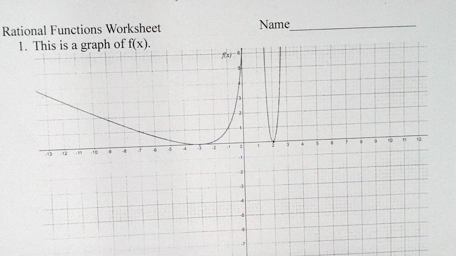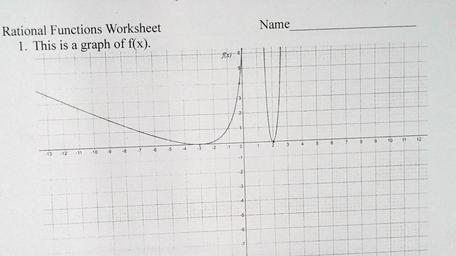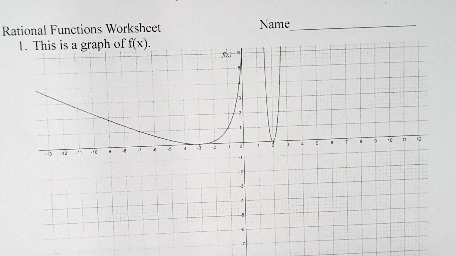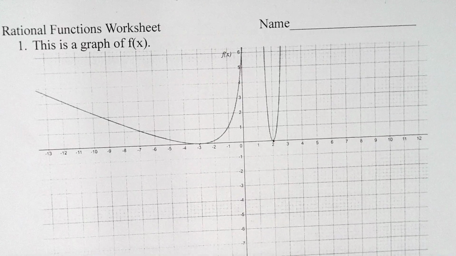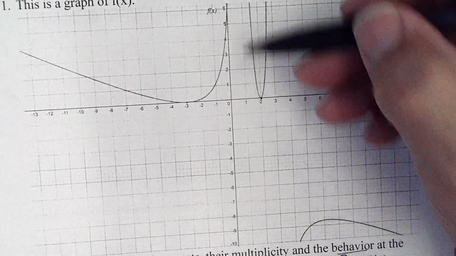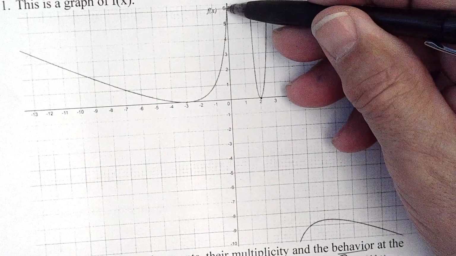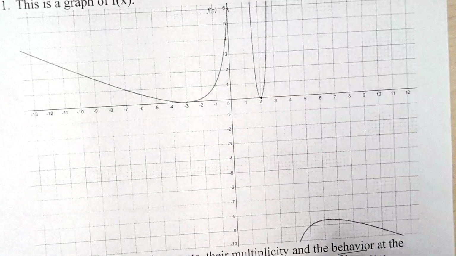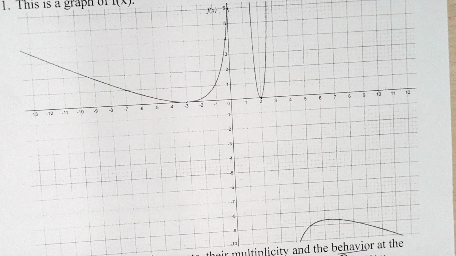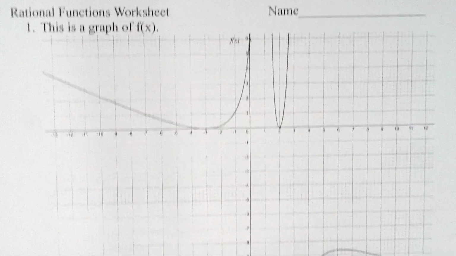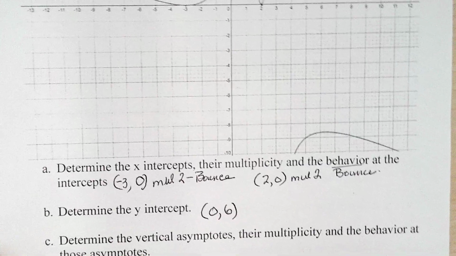Looks like (2, 0) is the point of the x-intercept. It also has a multiplicity of 2 because it bounces. Y-intercept: looks like it's the point (0, 6). Okay.